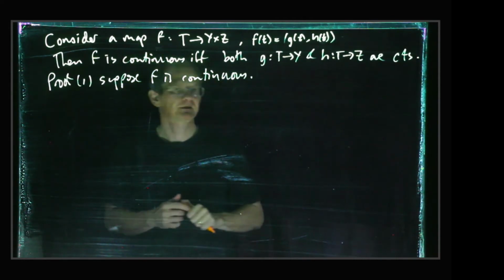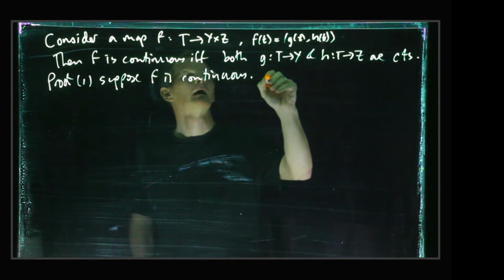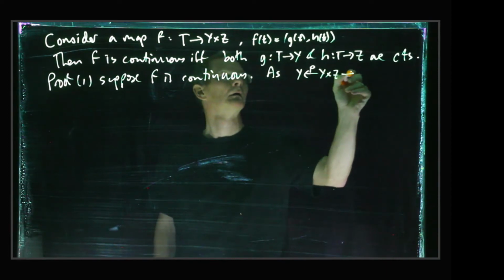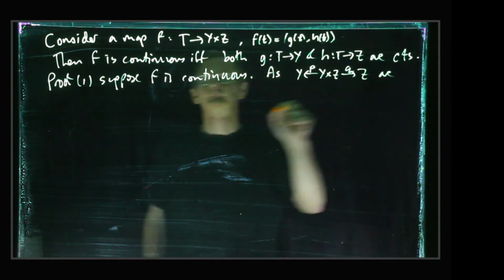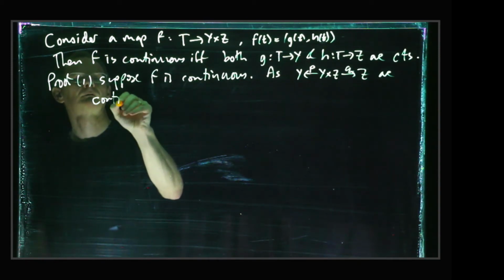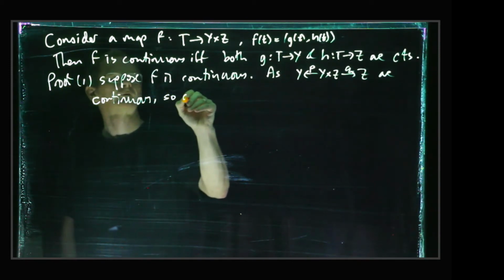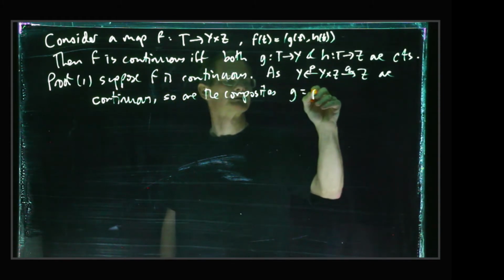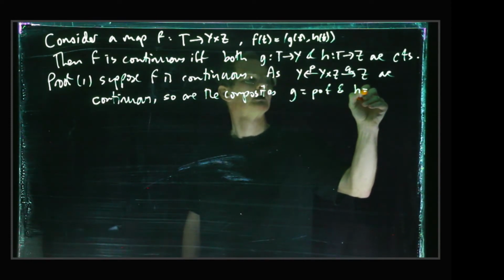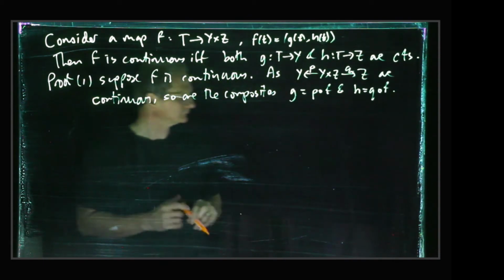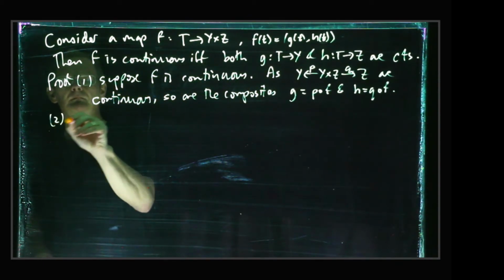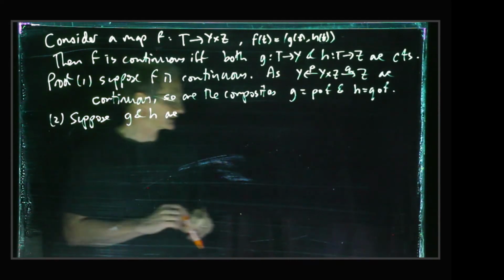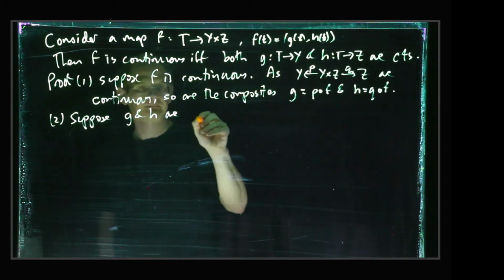Well, firstly, let's do the easy half. Suppose F is continuous. As the projection maps P and Q are continuous, so are the composites G, which is P composed with F, and H, which is Q composed with F. So conversely, let's suppose that G and H are both continuous.